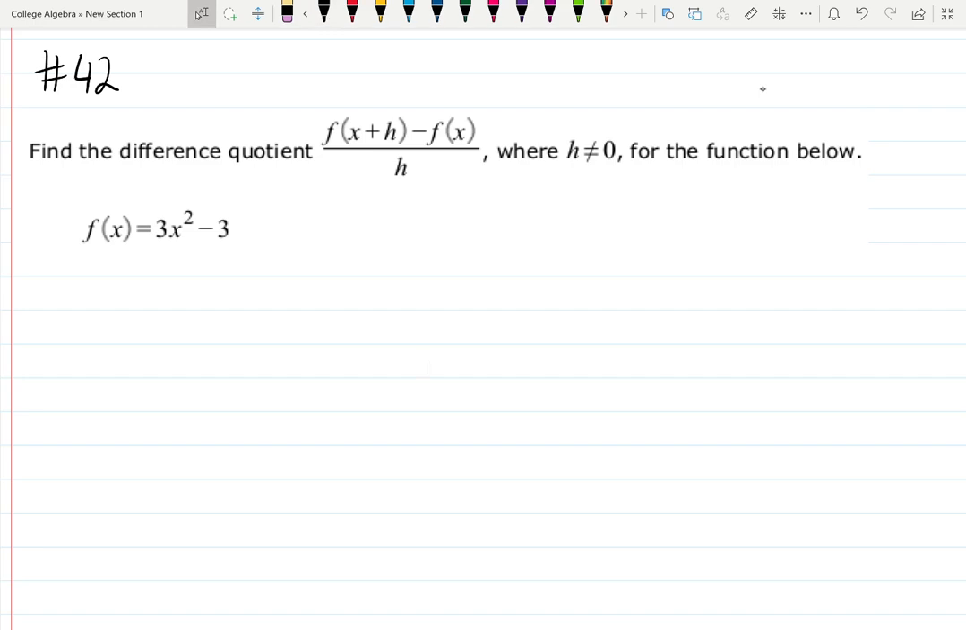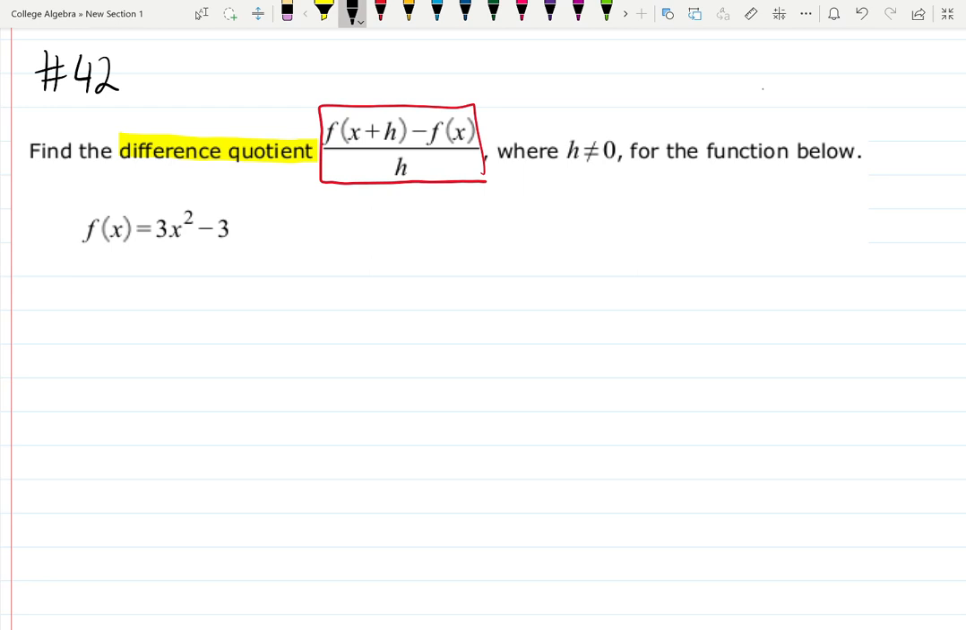Welcome to the video where we're going to be talking about difference quotients. Difference quotients have steps, and that's why students are struggling, but I will explain those steps really carefully, and hopefully it will help you to be successful on the test and in your homework.